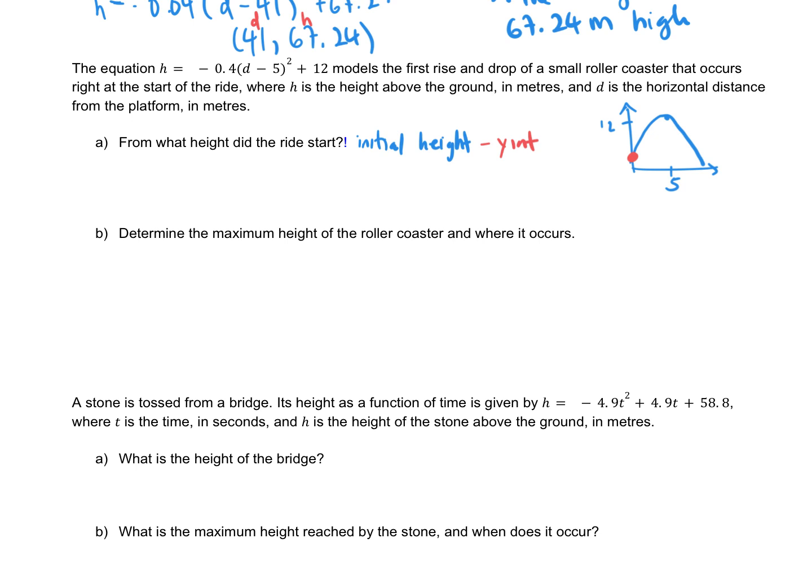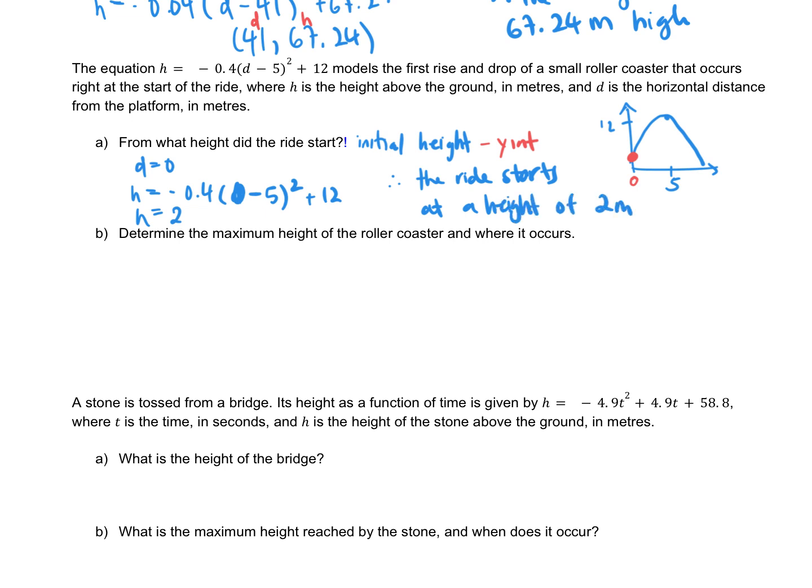And if we're looking for a y-intercept, that's when that horizontal distance is 0. So I'm just going to replace d with 0. I could also expand and simplify this to get it into standard form and look at the constant, but that does seem like a lot more work. And when we punch this into our calculator, we should get positive 2. So therefore, the ride starts at a height of 2 meters.